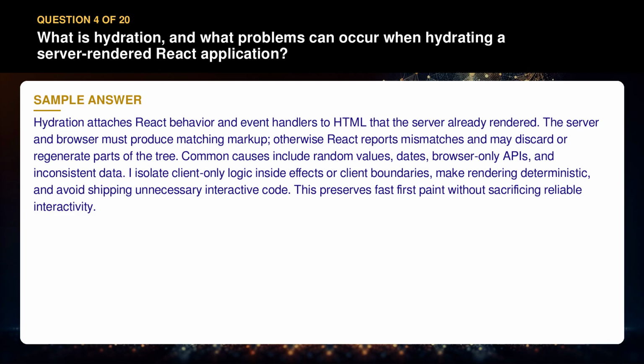tree. Common causes include random values, dates, browser-only APIs, and inconsistent data. I isolate client-only logic inside effects or client boundaries, make rendering deterministic, and avoid shipping unnecessary interactive code. This preserves fast first paint without sacrificing reliable interactivity.